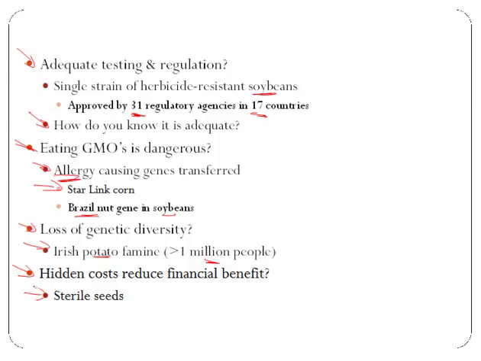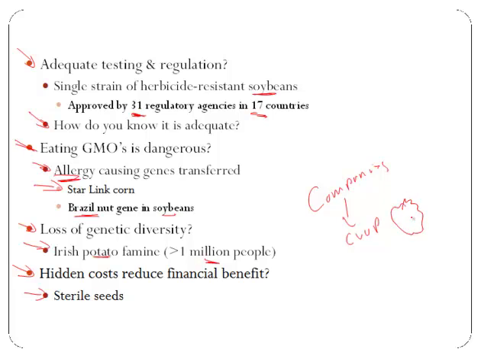Also, hidden costs might reduce the financial benefit. A lot of companies are producing sterile seeds, and historically, farmers would save their seeds, or some of them, and then replant the next year. However, it takes a lot of money and a lot of time to produce a genetically modified corn. And this argument originally started because companies produced a crop that was genetically modified, and they issued a guarantee or a promise.